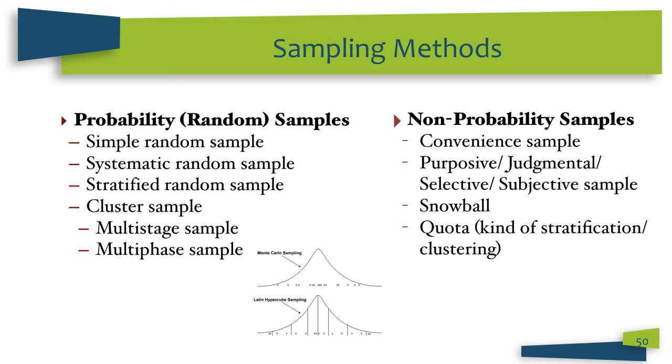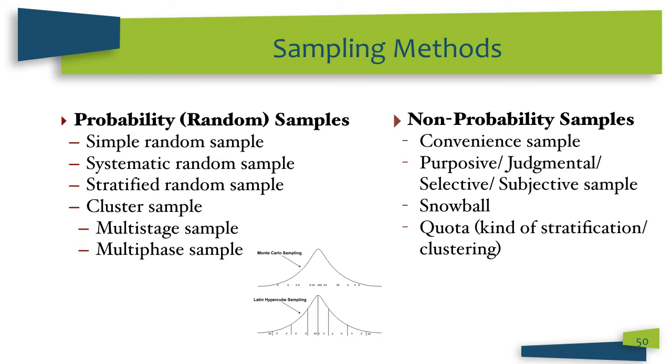The difference is that systematic sampling involves selecting items from an ordered population, whereas simple random sampling uses a table of random numbers or generation of random numbers from software. So if you do not order your population, it would be a simple random sample. If you order your population in any sequence, it would be a systematic random sample.